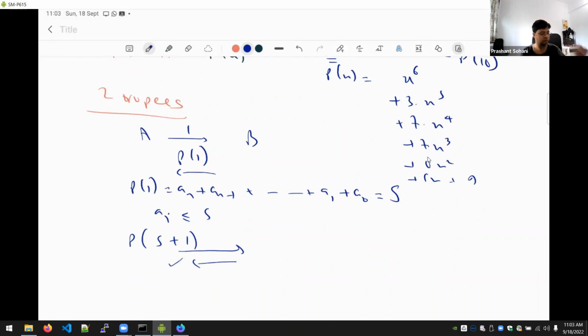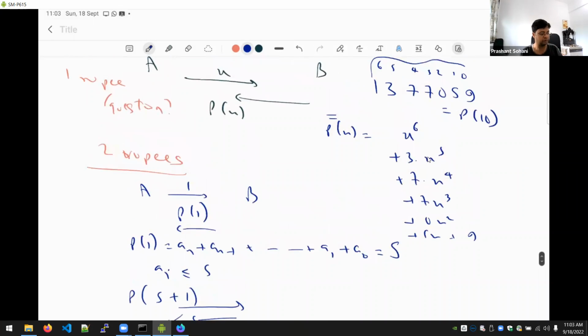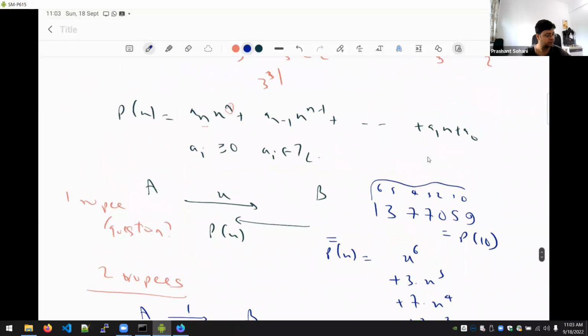I don't know if everybody followed the logic behind this solution, but just think about it. If I consider a sufficiently large base, where all these a_n, a_(n-1), all the way to a_0 can be considered digits in that base, then every number can be uniquely represented in that base.